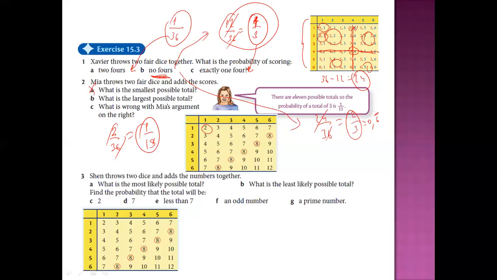And the first question is done. For option B, what is the largest possible total? Largest means the biggest one, which is 12. So that's 12 over 36, and simplified that is 1 over 3.